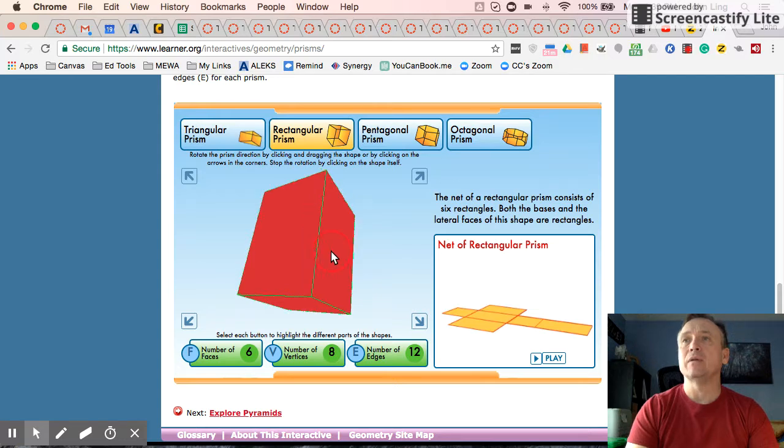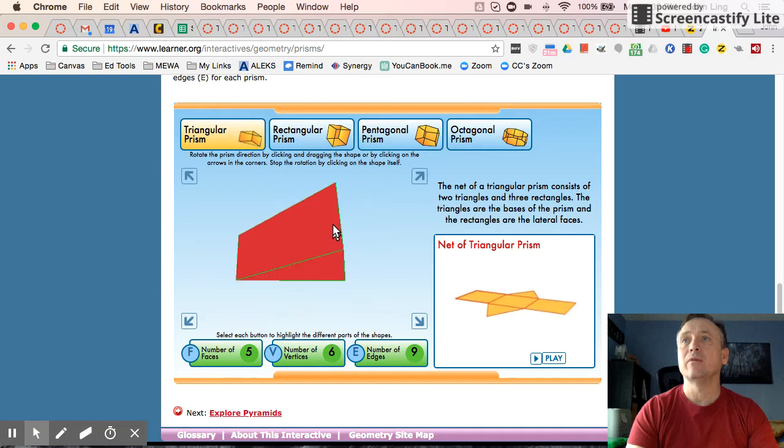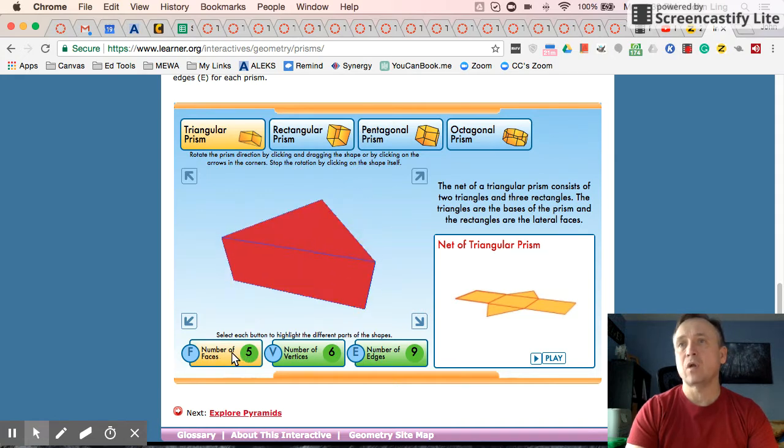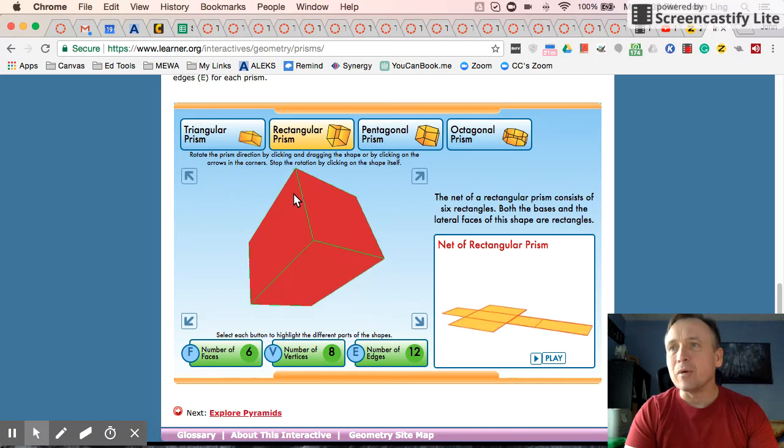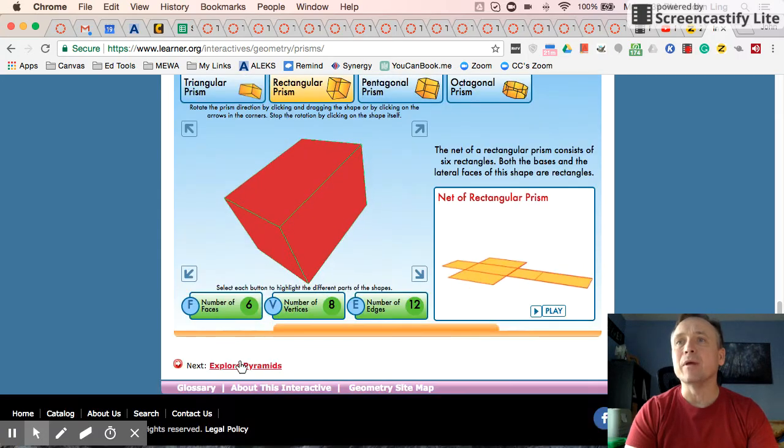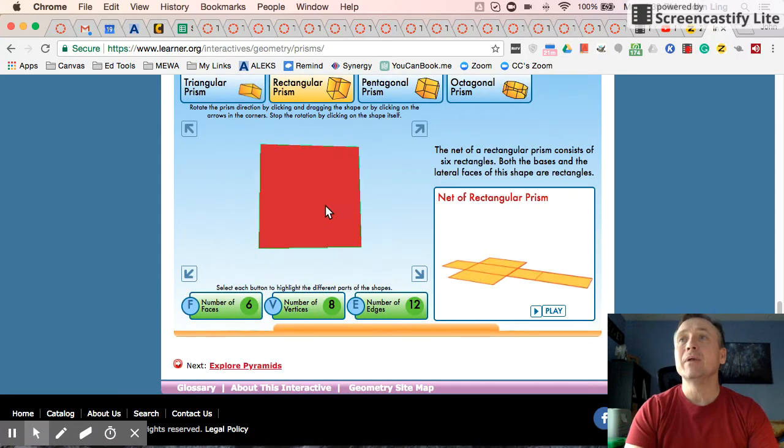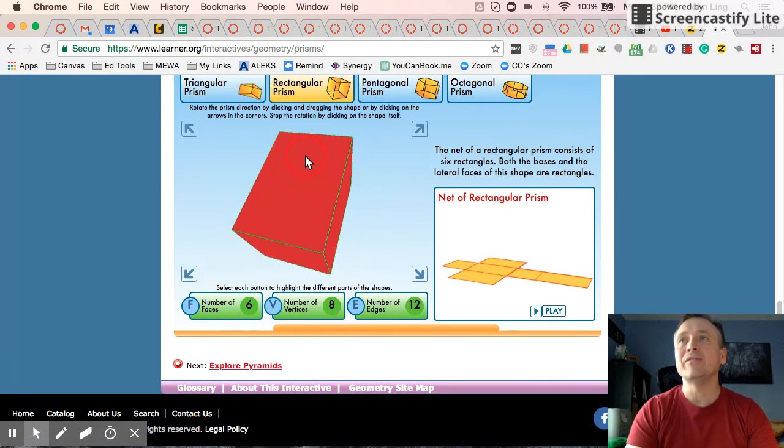where you can take different rectangular prisms. You can look at triangular prisms. I think you can change this to be like, oh, you can change the colors. Haha, didn't know that. But anyways, I thought that you could do a pyramid. Oh, there we go, pyramids. You can do pyramids down here. But anyway, it's a great tool to be able to move the object around and really see it from all different angles. And just a couple of things to note.